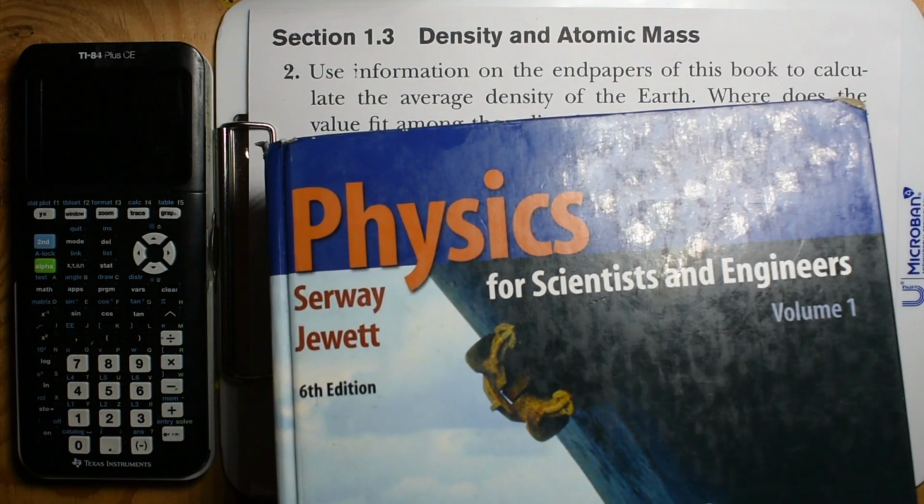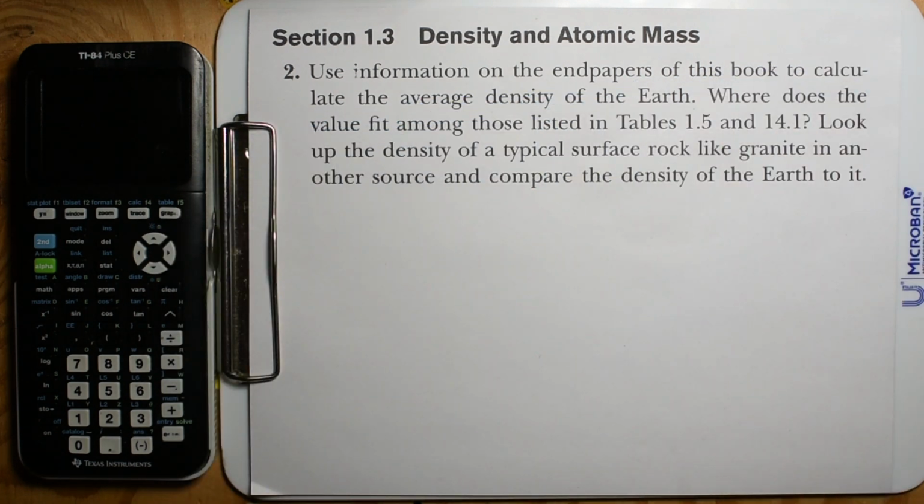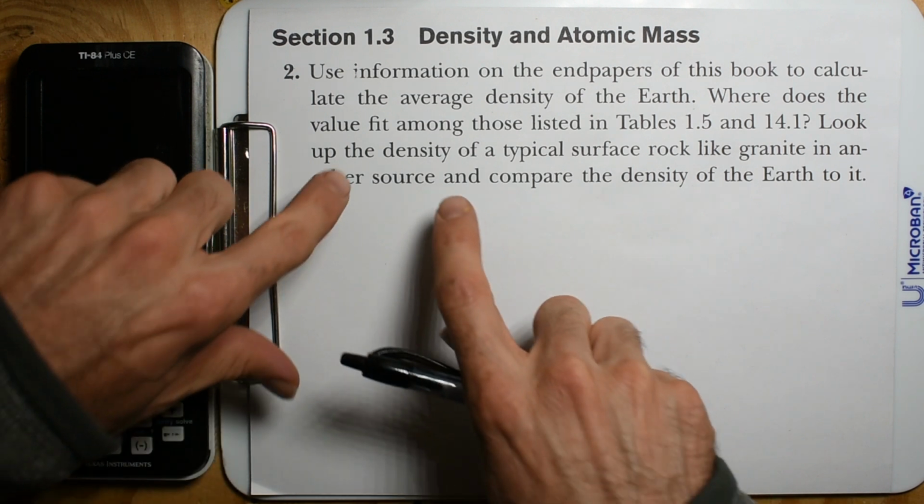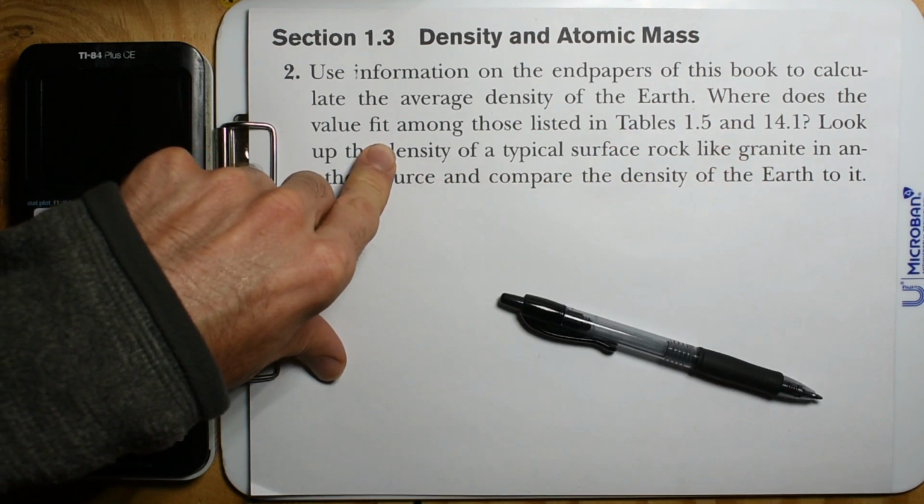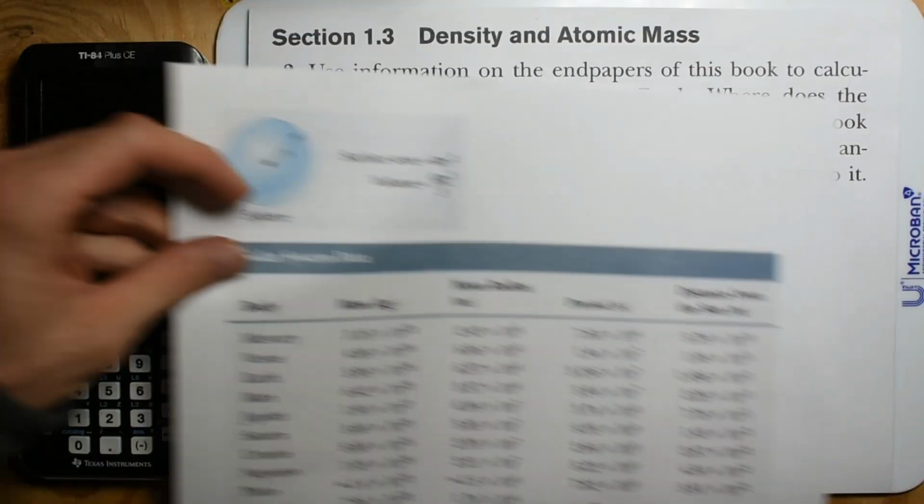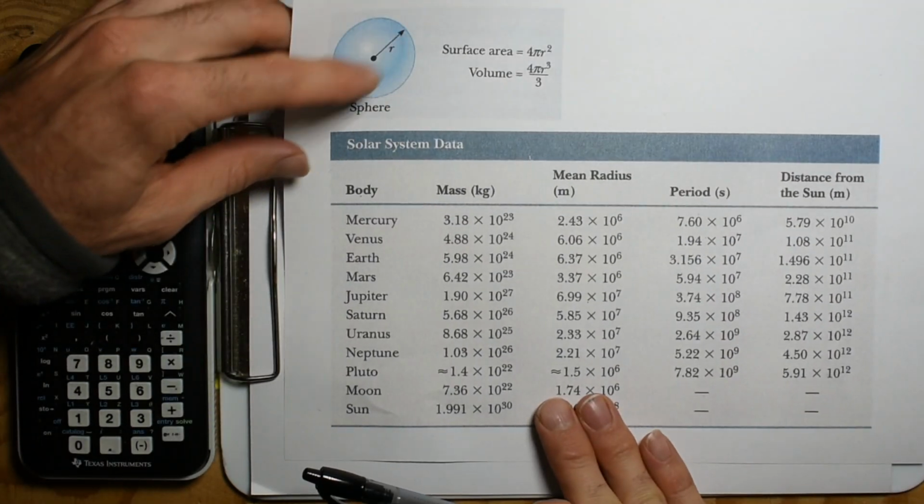So we have Physics for Scientists and Engineers, volume 1, and we're going to try to do every problem in the first chapter. This is problem number 2. Now this answer is not in the back of the book. Basically what they just want to know is what's the density of the Earth, and it says using the end papers. So this was from an appendix. It's the area of a sphere, but you know what I mean.